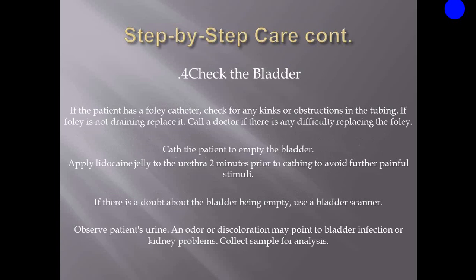Step number 4 of our care is check the bladder. As we talk about, a full bladder is the number 1 cause of autonomic dysreflexia. If the patient has a Foley catheter, check for any kinks or obstructions in the tubing. If the Foley is not draining, replace it. Call a doctor if there is any difficulty replacing the Foley. Cath the patient to empty the bladder.